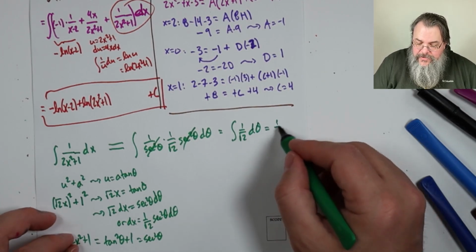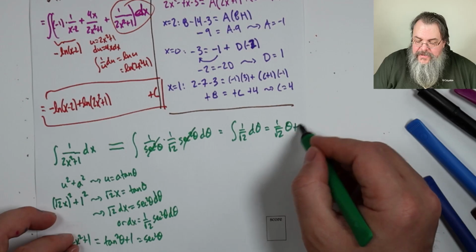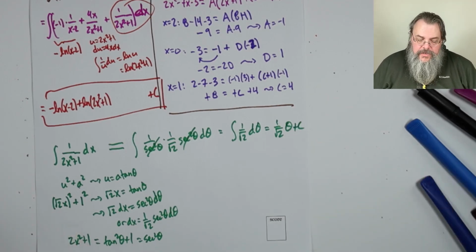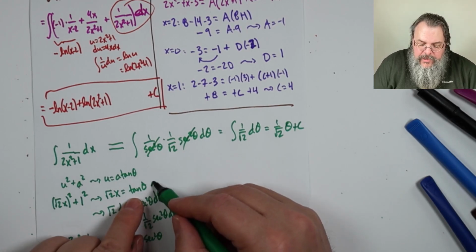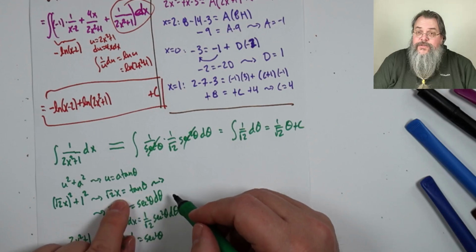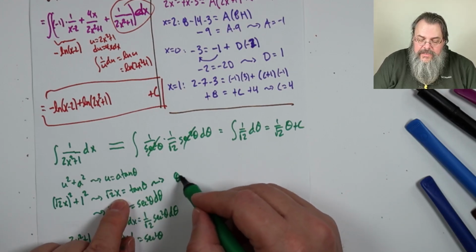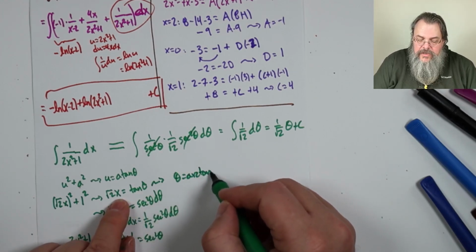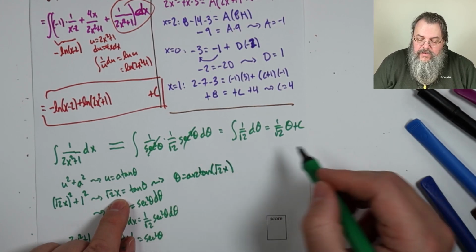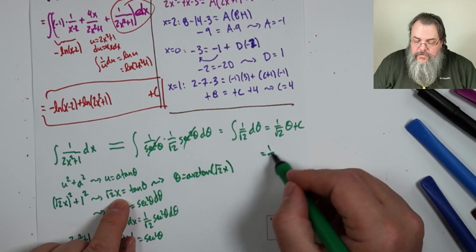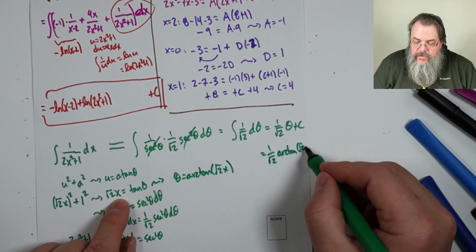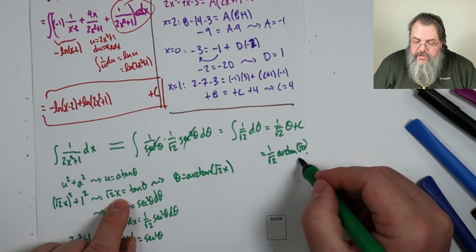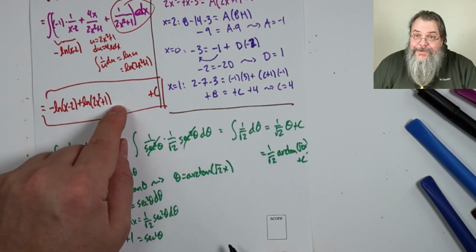Which is 1 over square root of 2 theta. Toss on a constant just because we're being super careful. And now you say, well, hey, how do you find theta? Tangent of theta is square root of 2 of x. So theta is arctangent of square root of 2x. So we end up with 1 over square root of 2 arctangent square root of 2x plus c. And that's what goes there.